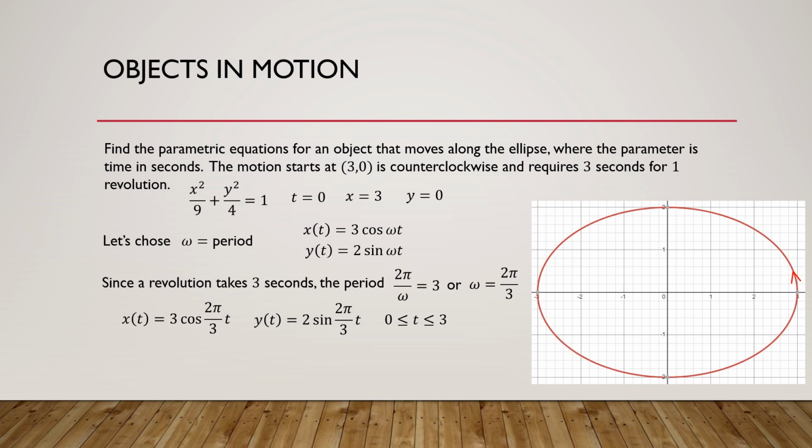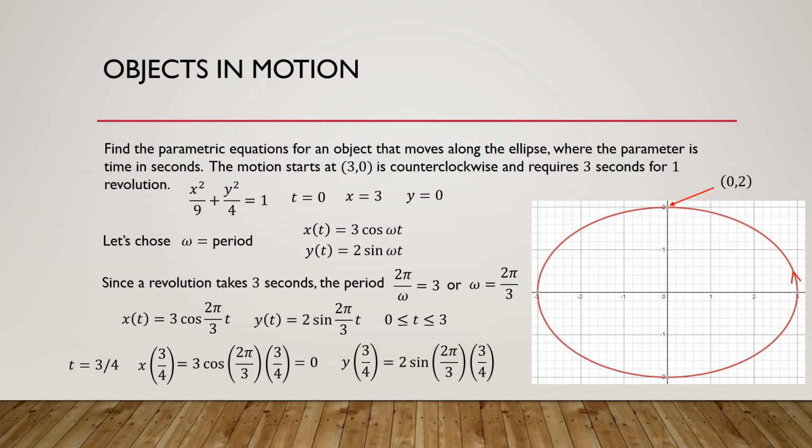To verify, we can choose a time like 3 over 4. If we are correct, the motion should be 1/4 of the way around the ellipse, intersecting at the point (0, 2). X of 3 over 4 is 3 times cosine (2 pi over 3 times 3 over 4), or 3 cosine pi over 2, which is 0. Y of 3 over 4 equals 2 times sine (2 pi over 3 times 3 over 4). Sine pi over 2 equals 1, times 2 equals 2. So x equals 0 and y equals 2 is the correct position.